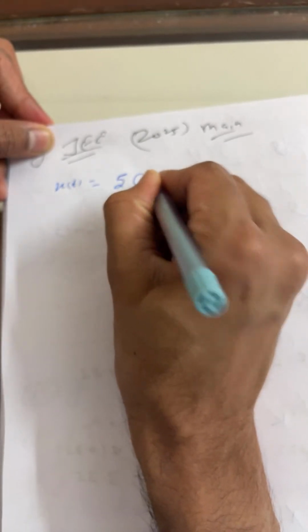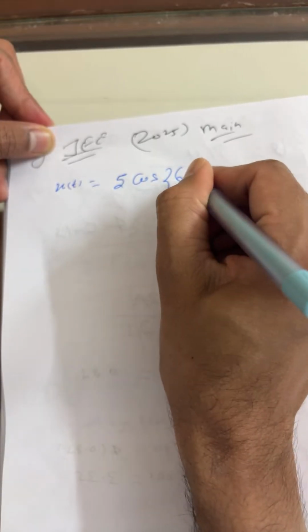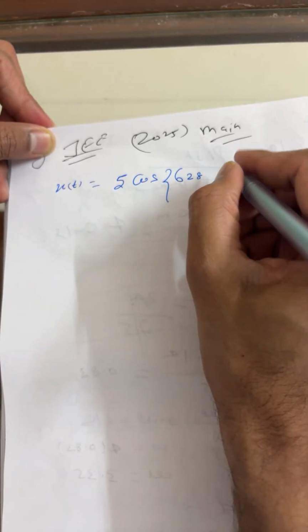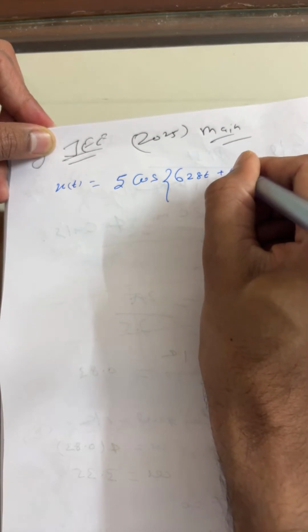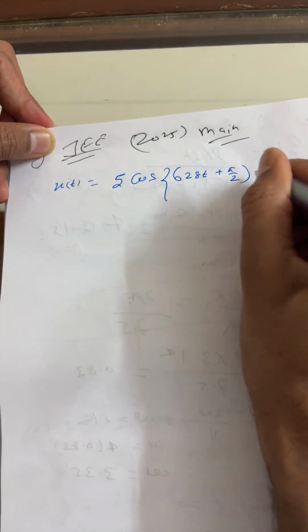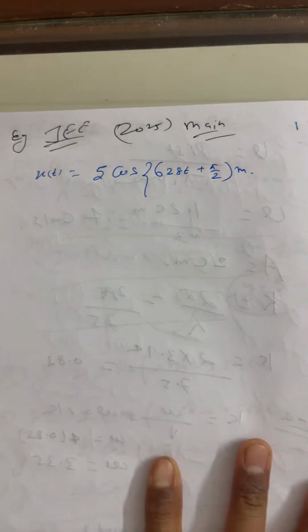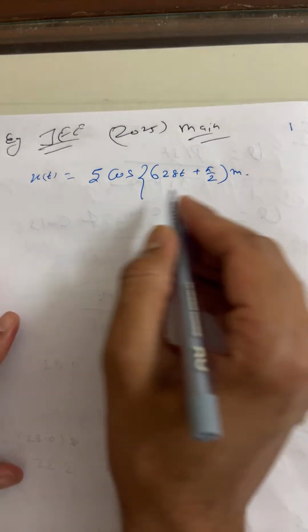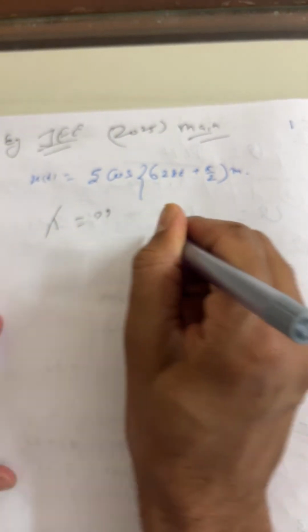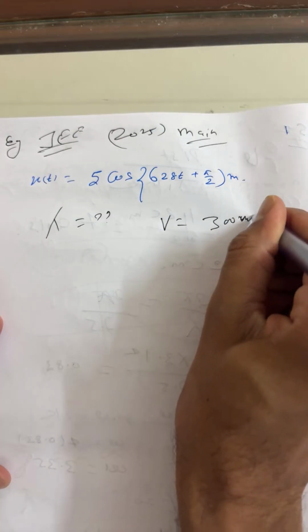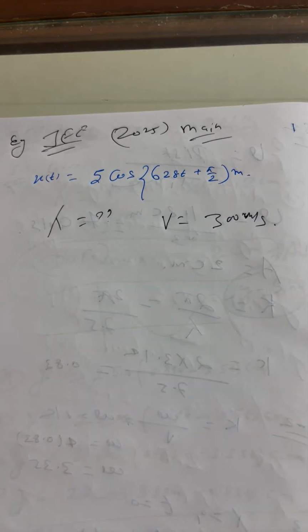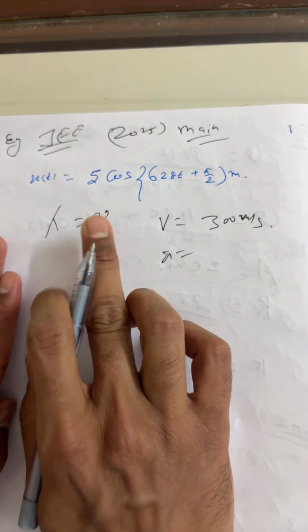This is 5 cos of 628 into t plus pi by 2 meter. Right, sir? Okay. The wavelength of the wave, beta, you have to find. If velocity is mentioned as 300 meter per second, now you can take this information which I gave, mentioned in the question here.